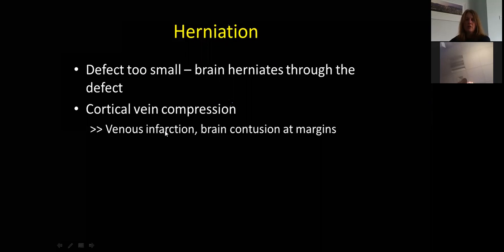So if you see somebody that's got a big herniated brain, or a bit of frontal lobe popping out through the craniectomy defect, and there's lots and lots of low density on CT, it might not be because of their infarct or traumatic brain injury. It might be because they've had a venous infarction. And they can also get some contusion of the brain. So these patients can often have very, very complex appearances on axial CT head.